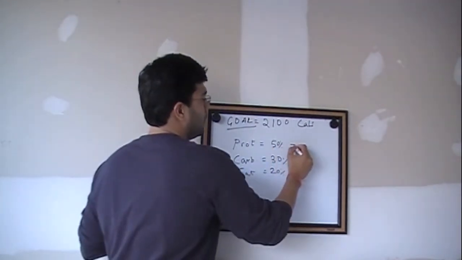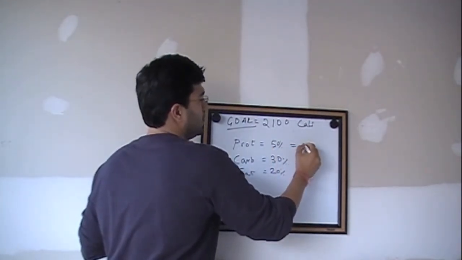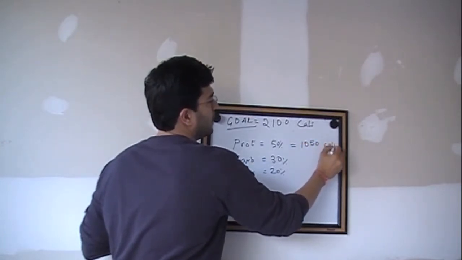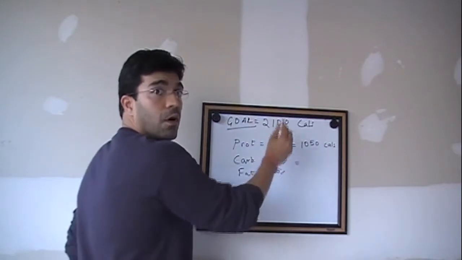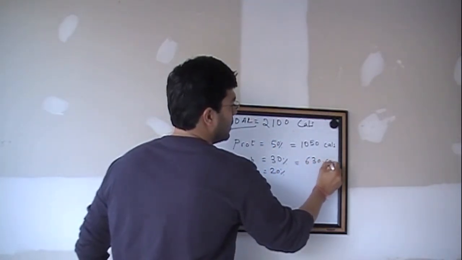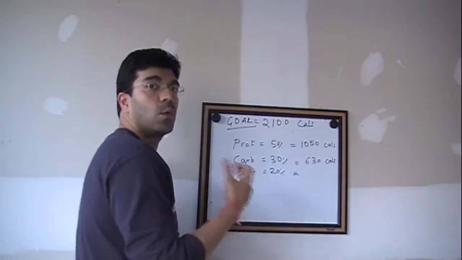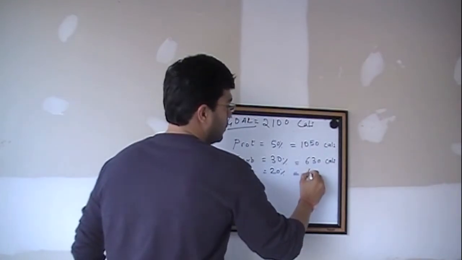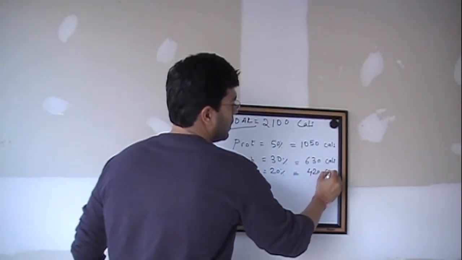50% of 2100 is 1050 calories. 30% of 2100 is 630 calories. And 20% of 2100 is 420 calories.